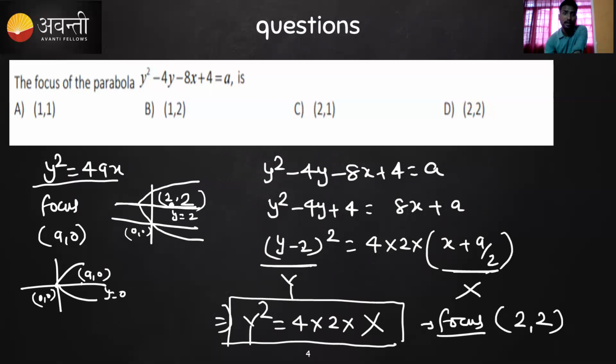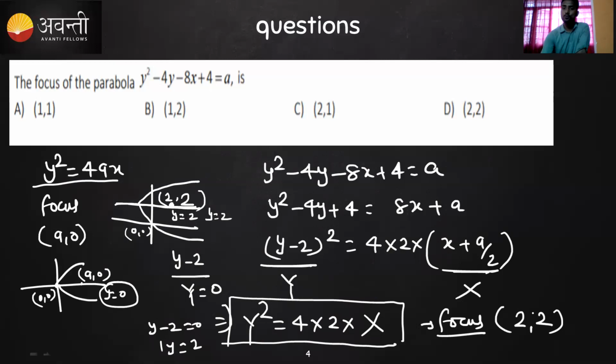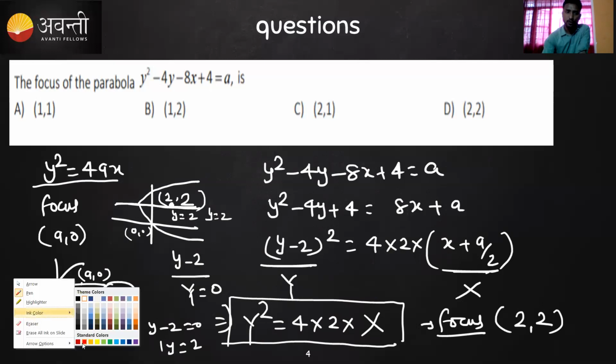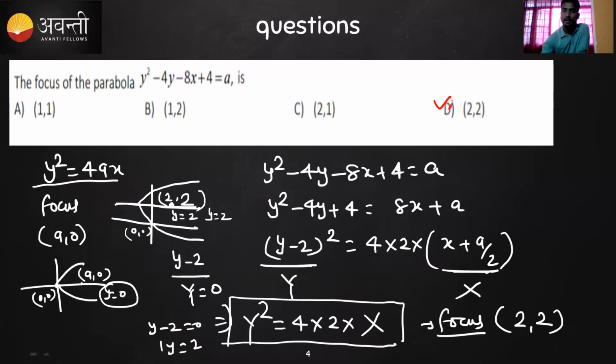We have assumed y minus 2 is shifted to y, right? So if y becomes equal to 0, then basically y minus 2 is equal to 0. It means y is equal to 2. So the line will now be y is equal to 2, but here this is the y is equal to 0 line. So I hope the focus will be 2 comma 2. I hope everyone has understood this. This is clear to all of you guys. So D will be the correct answer.